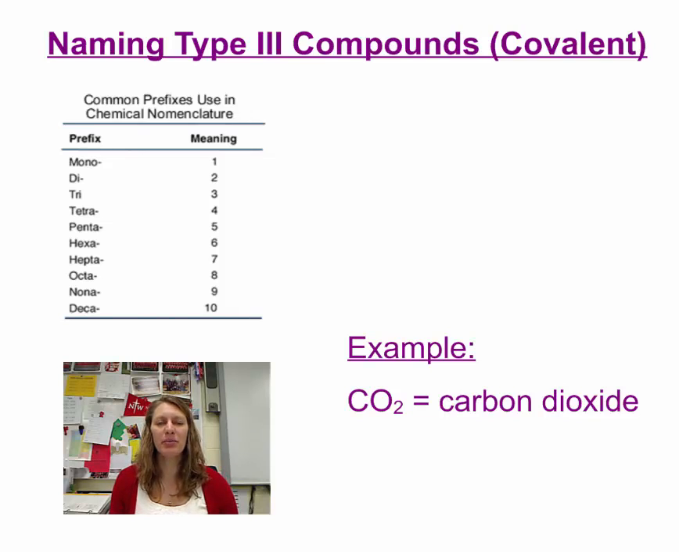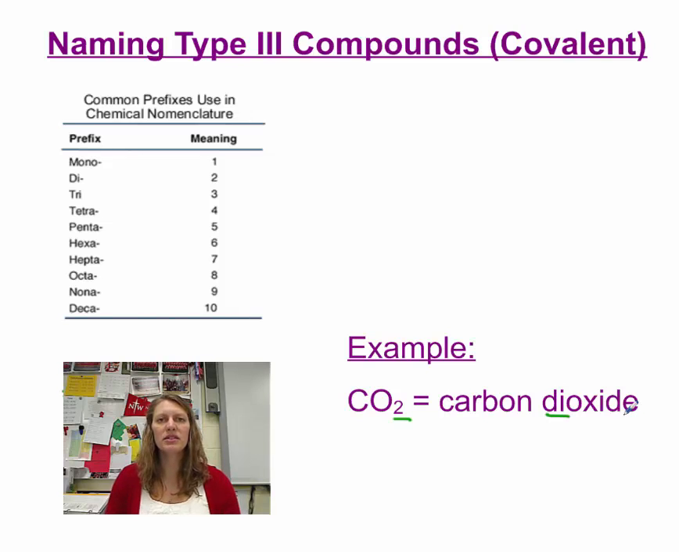Now let's take a look at type 3 compounds. Type 3 compounds are going to be covalent. And covalent, remember, is that the electrons are being shared as they are bonded together. For covalent, we are going to be using Greek prefixes. And the prefixes are going to be what's telling us how many of each particular atom we have. So for example, here, the prefix di is referring to our 2 oxygen that we have.